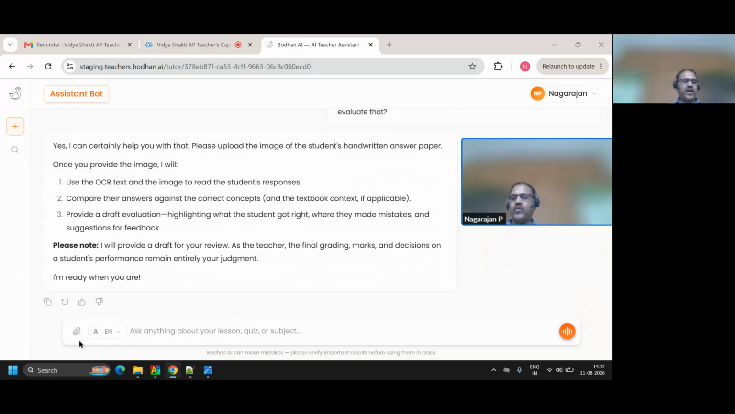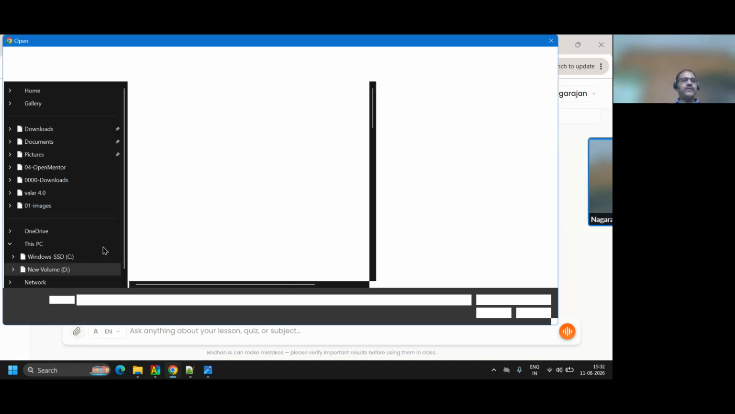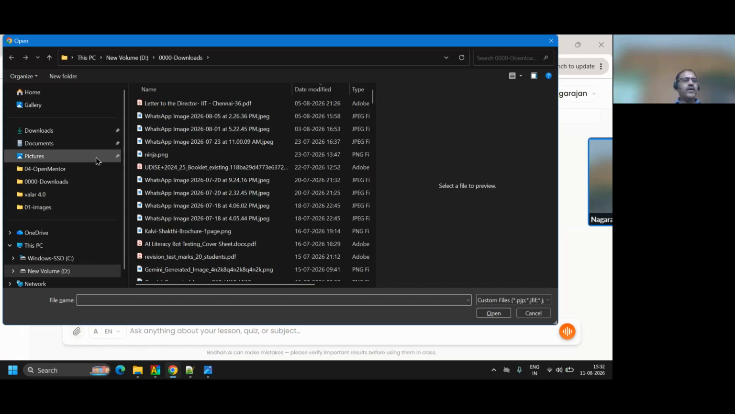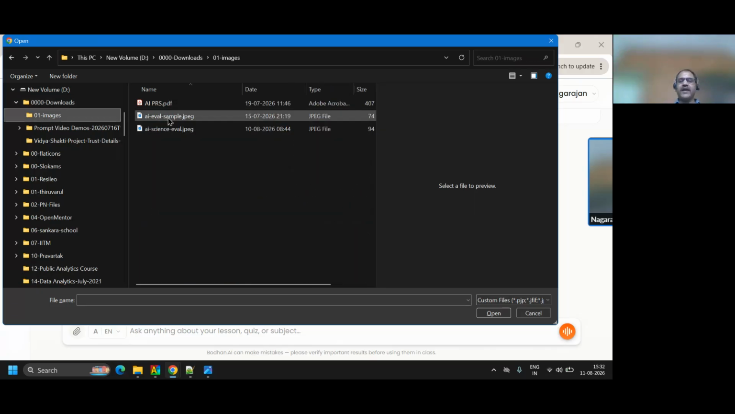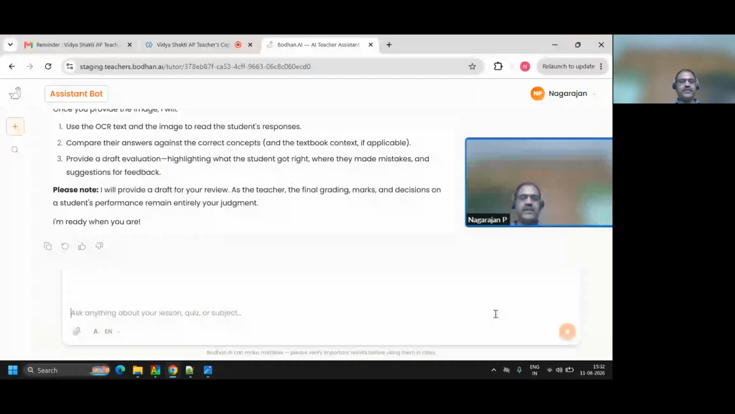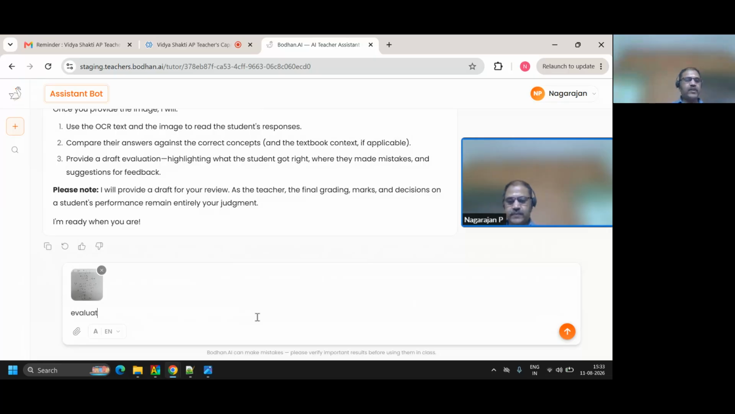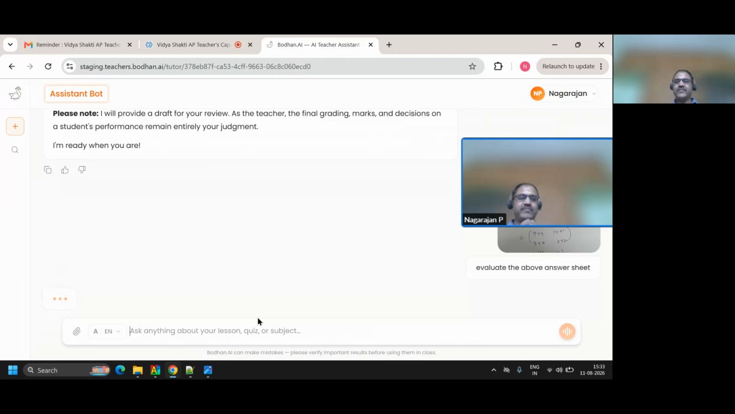Now I am clicking this attachment. Under this, I have saved this image. I am uploading that image. I have uploaded that image. Evaluate the above answer sheet. Enter. Right?